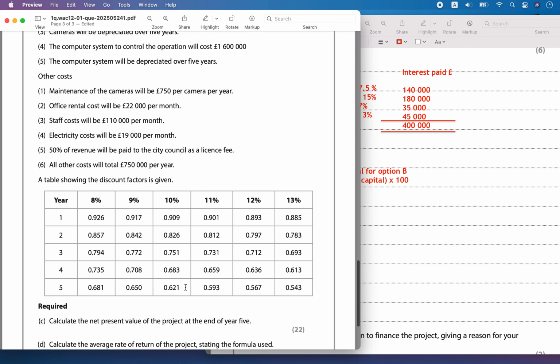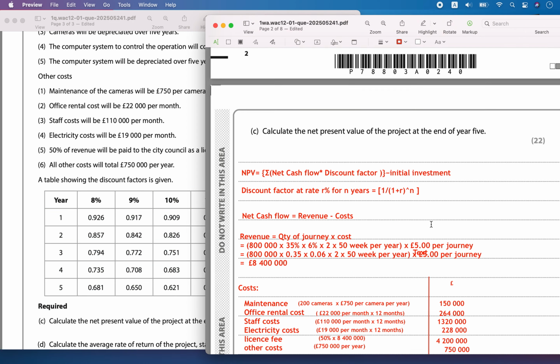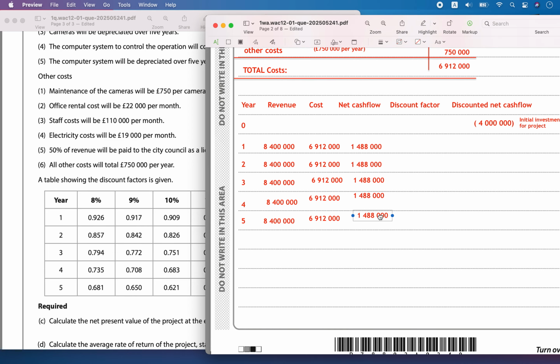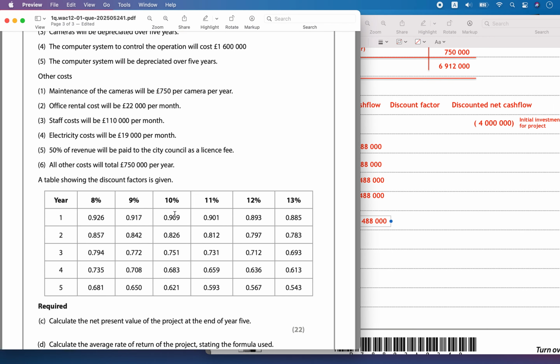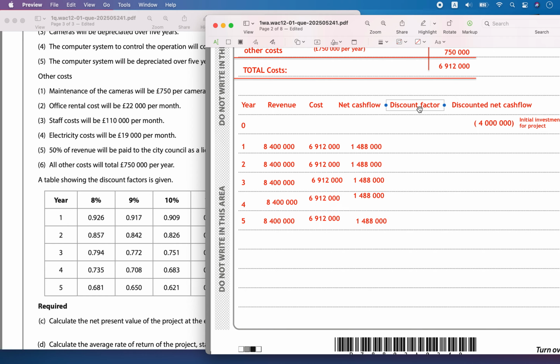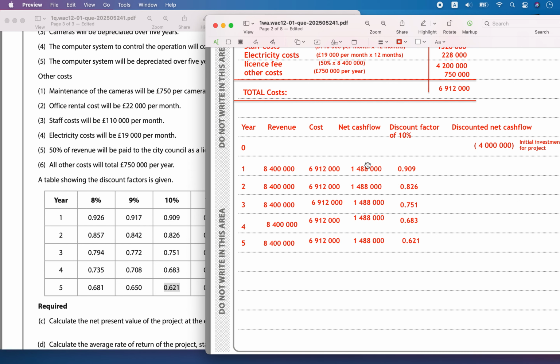Funding: the WACC value for option B was around 10%. So you will take the discount factor as per the WACC value. Now you will use this discount factor of 10%, and you will get a discounted cash flow. So 1,488,000 into 0.909.